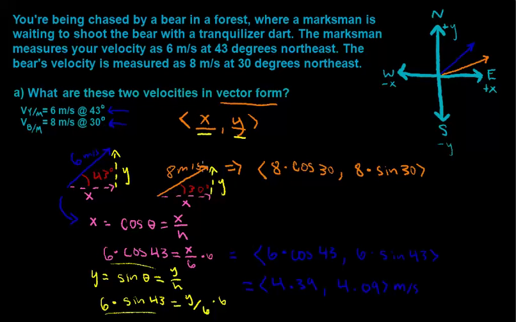And then once again we can calculate this out, and we get in the x direction that the bear's velocity is 6.93, and in the y direction exactly 4 meters per second. So we have both of these velocities, and they're both relative to the marksman. And with that, we can move on to part B.